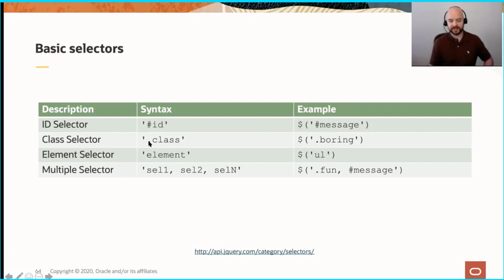The next one is selecting by class. So an element in a web page can have more than one class, and you can have multiple elements with the same class. If you want to select by class name, you just use the period instead of the hashtag. Put the class name. In this case, I'm selecting all of the elements that have a class of boring. Down below that, I'm selecting by tag or element name. So you just don't use a hashtag or a period, and you will select by element name. In this case, I'm selecting all of the unordered lists in the web page. And finally, I'll point out that you can actually combine these with a comma-separated list of selectors. And here we're selecting elements with a class of fun, as well as the element with an ID of message.